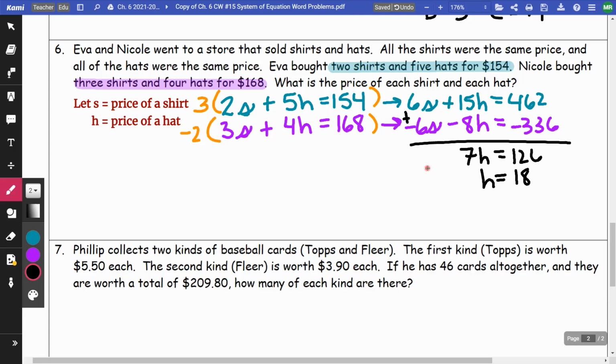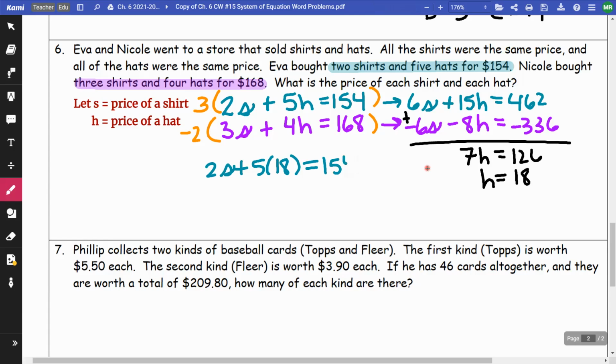So I'm going to plug this into either equation. Doesn't matter which one. Let's say I do it into the top one. So I'm going to go 2 times S plus 5 times $18 for a hat is equal to 154. So 2S, and 18 times 5 is 90. I'm going to subtract 90 from both sides. And when I do, I get 64. So I'm going to have 2S is equal to 64. I divide by 2 and I get $32.